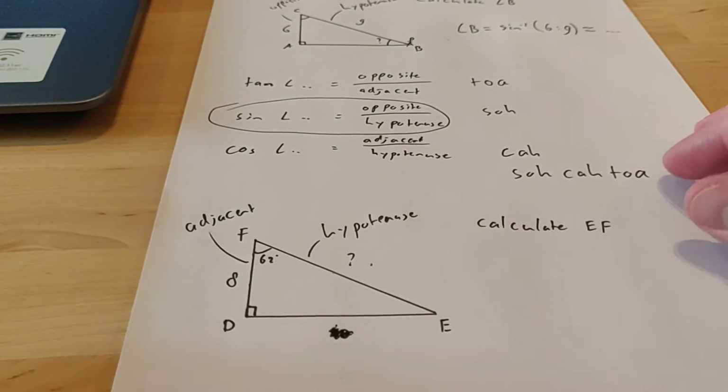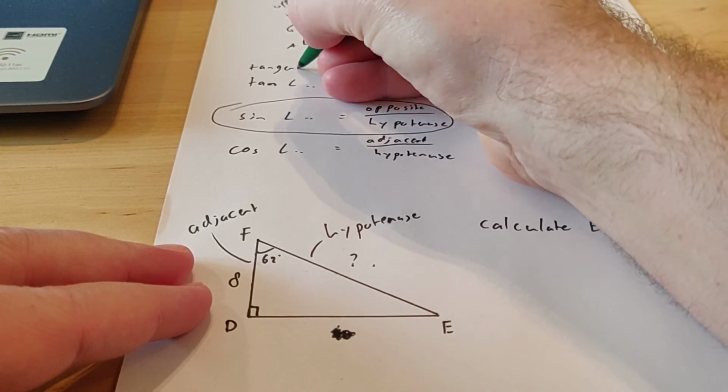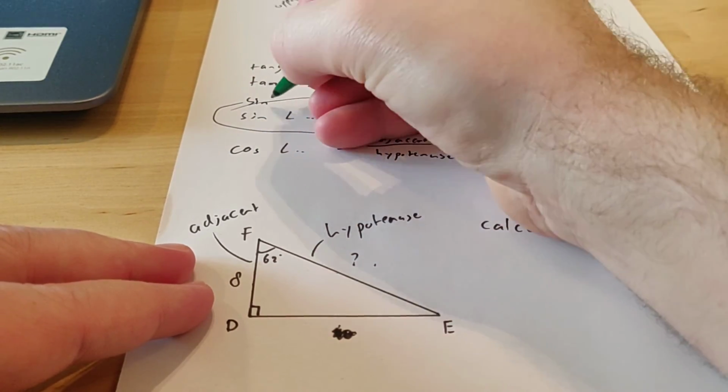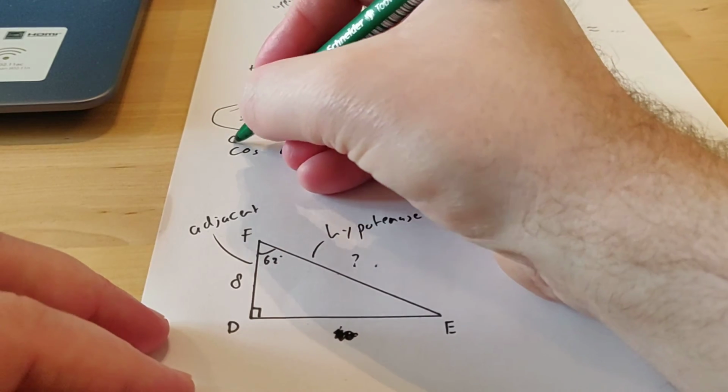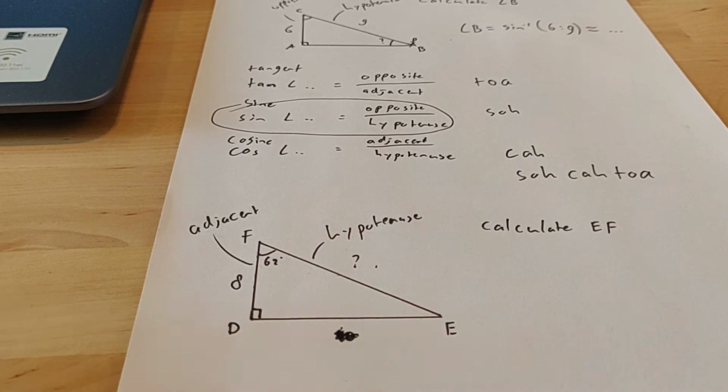If you want to know one more time what the whole words are, it's not really that important, but this is the tangent. The sin is short for sine, and this is short for cosine. So these words are pretty abstract. You probably have no idea why they are like that, but they're just called that. So yeah, in this case, we have to use the cosine.